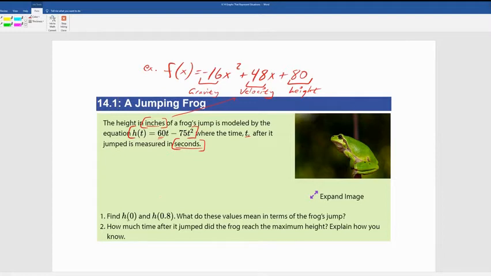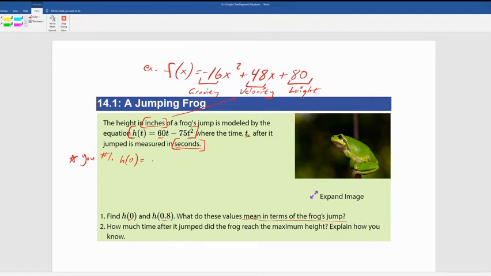All right, so find h of 0 and find h of 0.8. What do these values mean in terms of the frog's jump? So what I want you to do, and this is purely you, like you are doing this. I am not going to. I'm not even going to look at it. I'm not even going to do it for you, but I will do this. I will set it up for you, or at least the first part, okay?